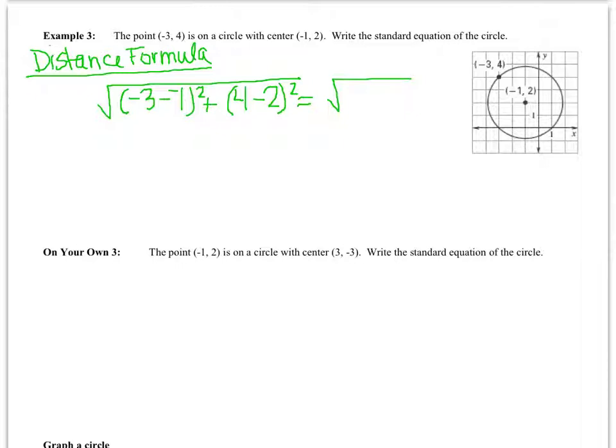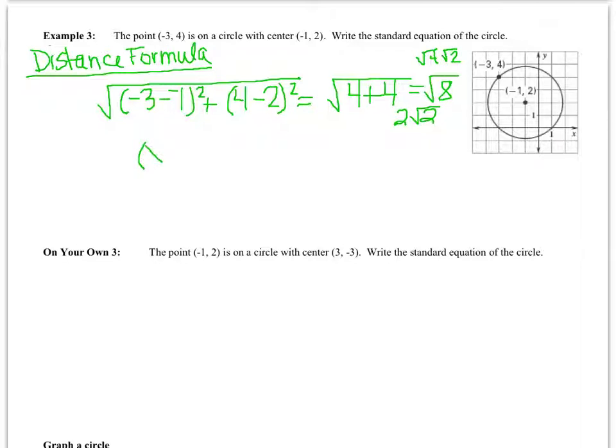-2 squared gives me 4. Plus 4 minus 2 is 2. 2 squared is 4. So here I really have the square root of 8. And simplifying that, I have 2 square root of 2, writing it as a radical, because I know that's the square root of 4 times the square root of 2. And I'm going to write it as a radical to make simplifying it in the next step a little bit easier. So now I can use my general formula for a circle.